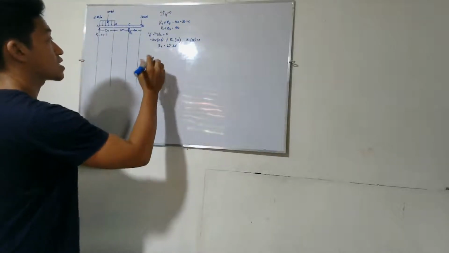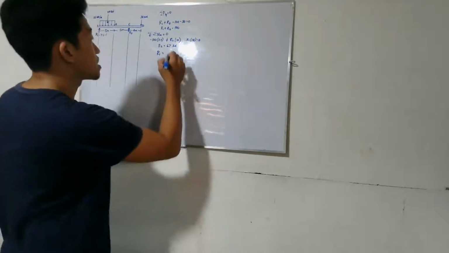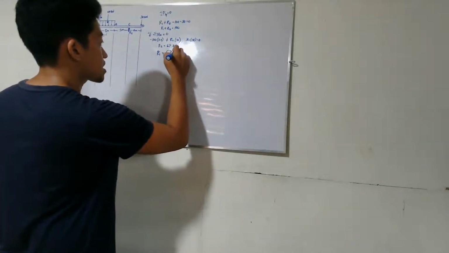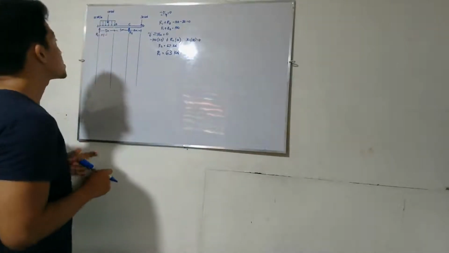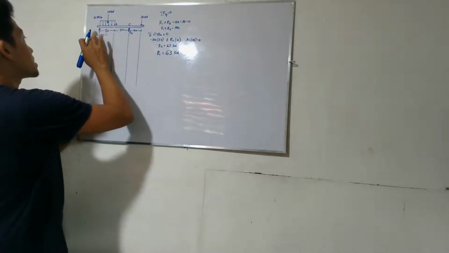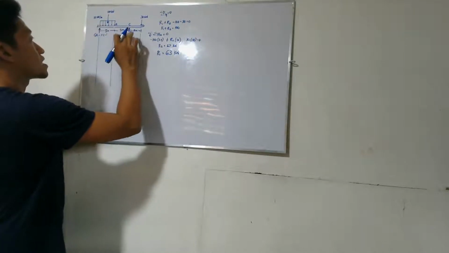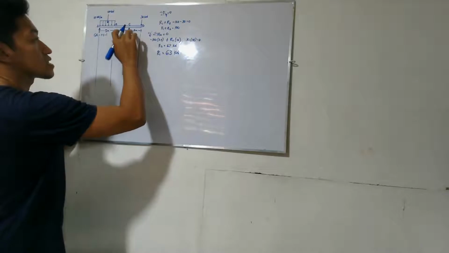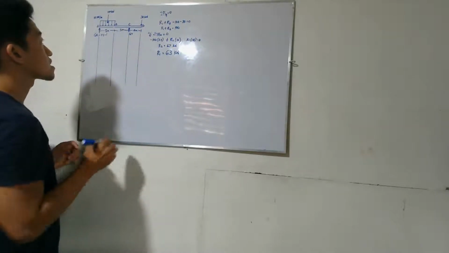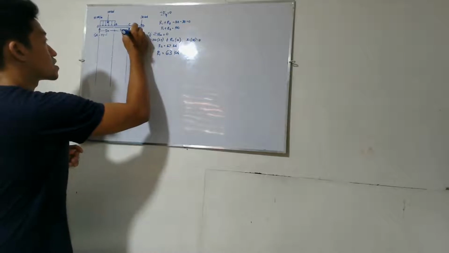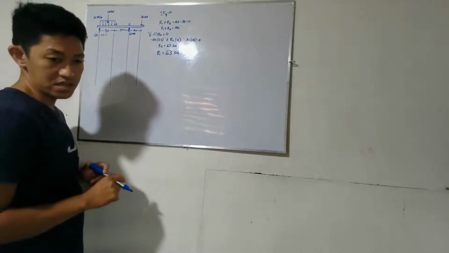I-substitute ni dere, we'll get R1 is 63 kilonewton. Okay? So, muna siya. So, kung ano yun eh. This is 63. This is 67 kilonewton. Okay. So, na siya.